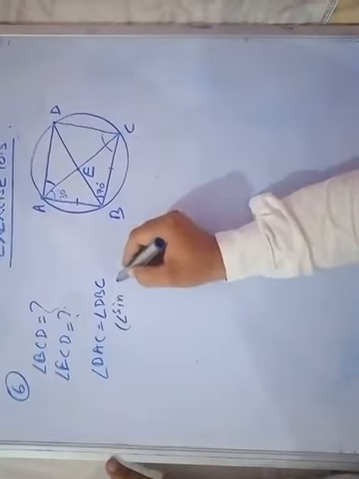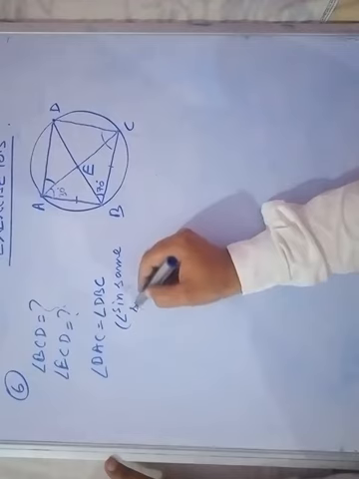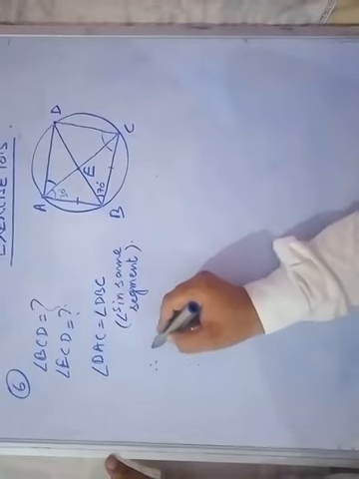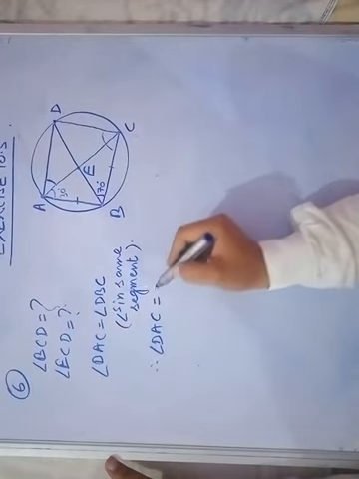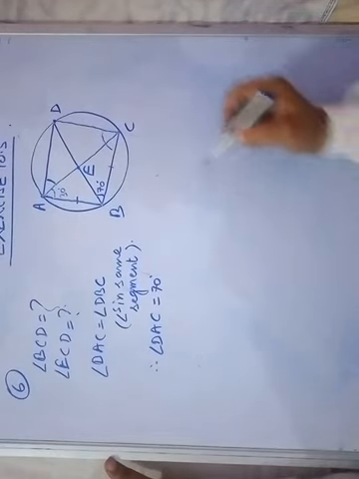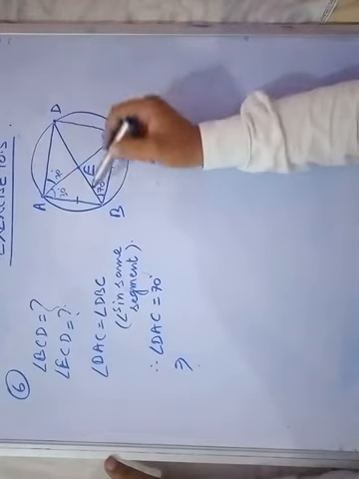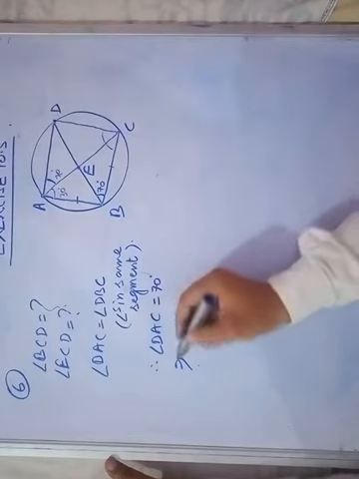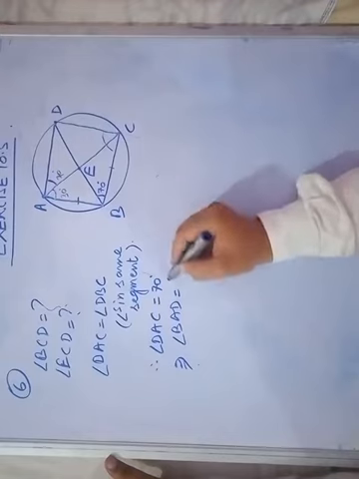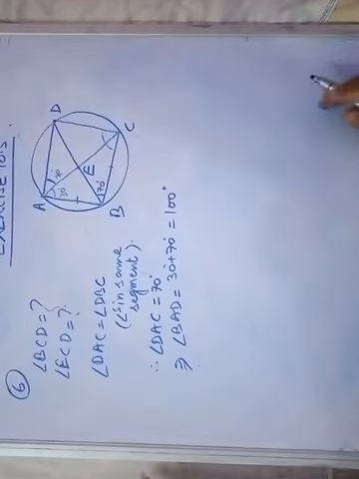Reason is angles in same segment. Okay, this implies angle DAC equal to 70 degree. This is also 70 degree. This implies angle BAD equal to 30 degree plus 70 degree, that is 100 degree.